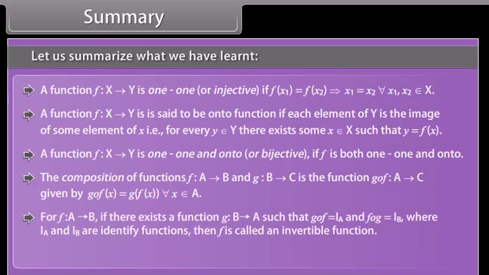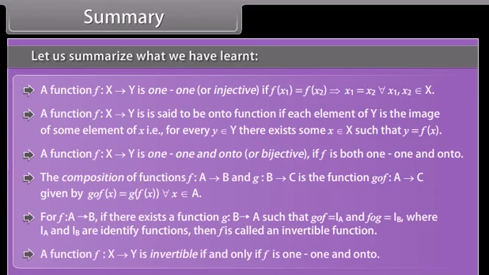For function f from A to B, if there exists a function g from B to A such that g o f is equal to I_A and f o g is equal to I_B, where I_A and I_B are identity functions, then f is called an invertible function. A function f from X to Y is invertible if and only if f is one-one and onto.